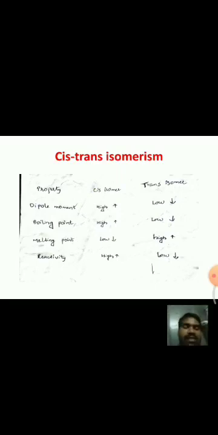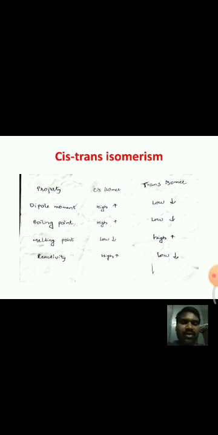Coming to the properties of cis-trans isomers. See here, coming to dipole moment, the cis isomer has a high dipole moment because the similar groups are on the same side. That's why it has more polarity, that means more dipole moment. Coming to the trans isomer, the similar groups are on opposite sides, hence it has a lower dipole moment.